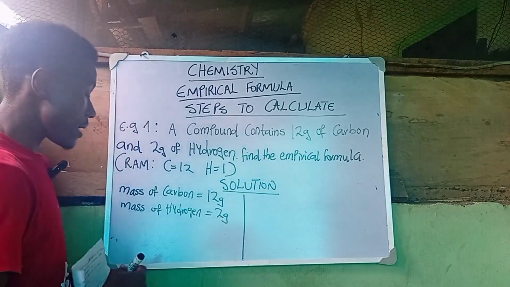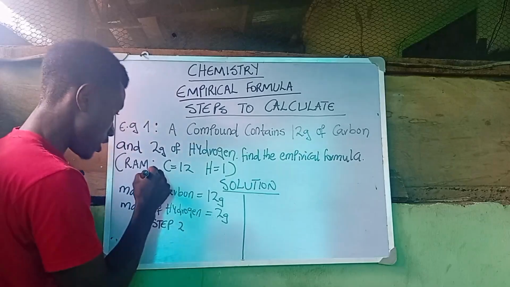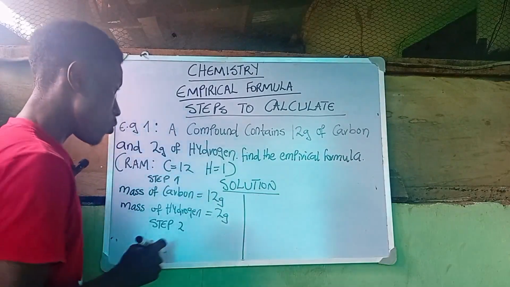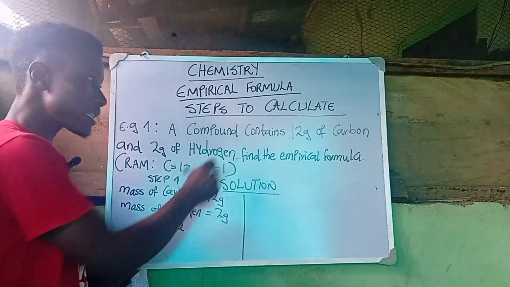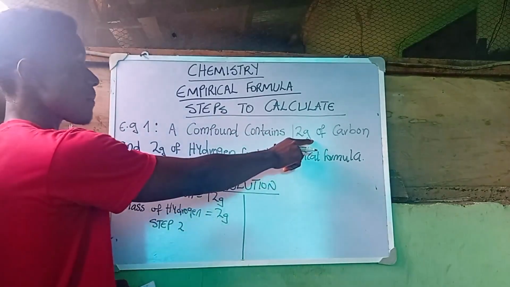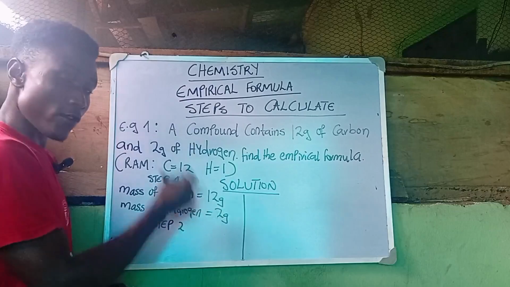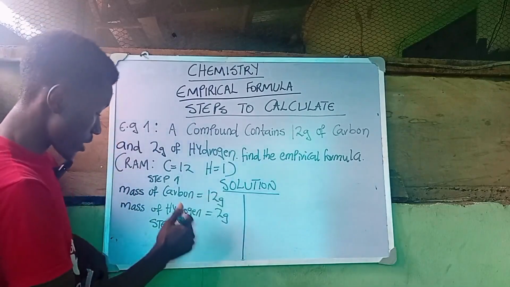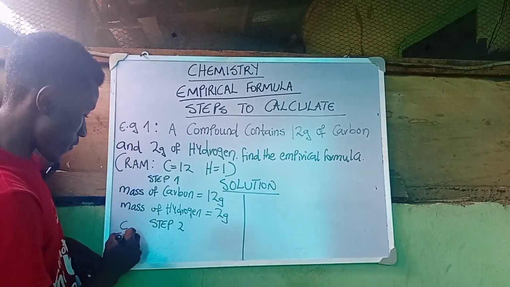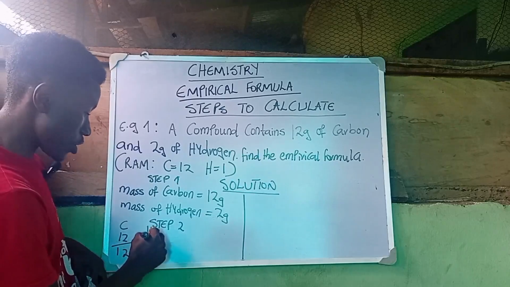So now the second step is this. We say step 2. This is our step 1. Now for step 2, what we simply have to do is to divide each of these masses that have been given by their relative atomic mass. So the mass of carbon here is 12, and the relative atomic mass of carbon that's been given here is 12, right? So we say carbon, 12 divided by the relative atomic mass, which is 12.